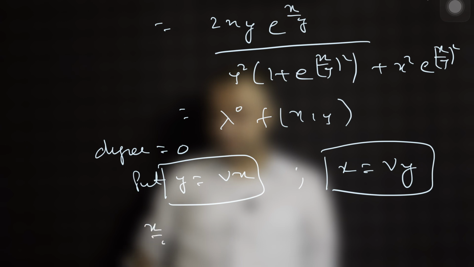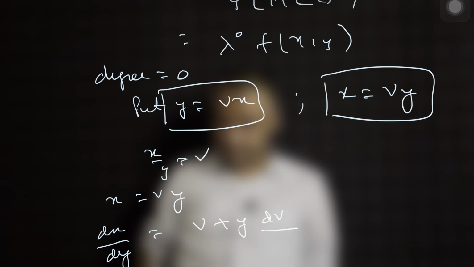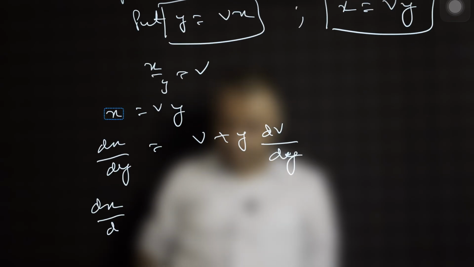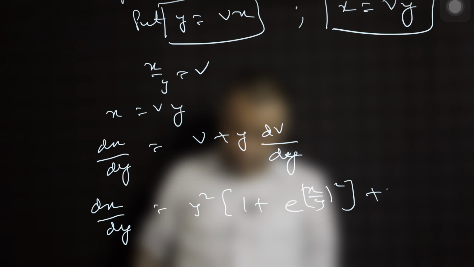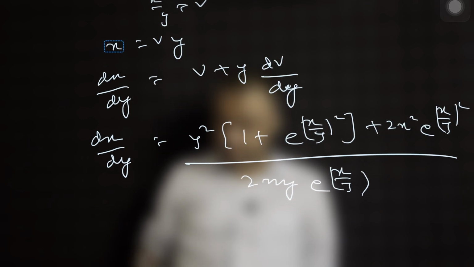Let me try with this, because x by y will render me V. So, if x is equal to Vy, I can write dx by dy is equal to v plus y dv by dy. So, what is dx by dy? If I invert it, it is nothing but y square into 1 plus e to the power (x/y) whole square plus 2x square e to the power (x/y) whole square upon the numerator. Now, this might look cumbersome, but this will ease out your life.